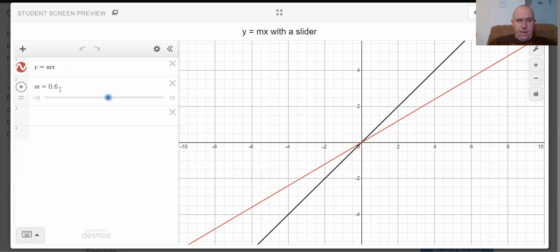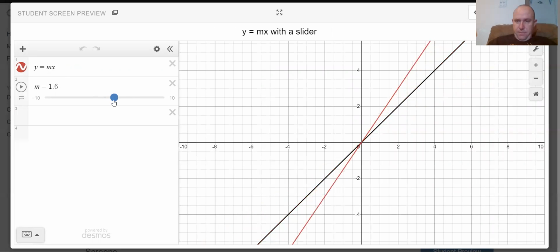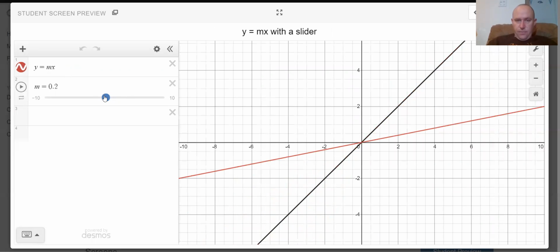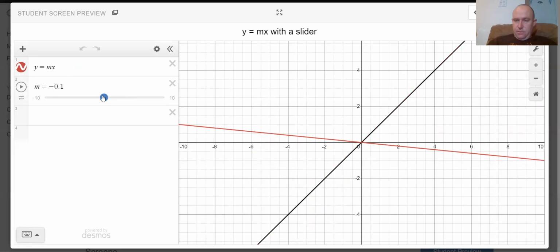Now, I added a slider on here as well. I put m as my slider, so this is the slope. So notice as the slope gets bigger, once it's 1, that's the original function. And then once I get bigger than 1, you can see that it gets steeper and steeper. As I get less than 1, but still positive, you can see that the slope is less. Once I get to 0, obviously I get a horizontal line.